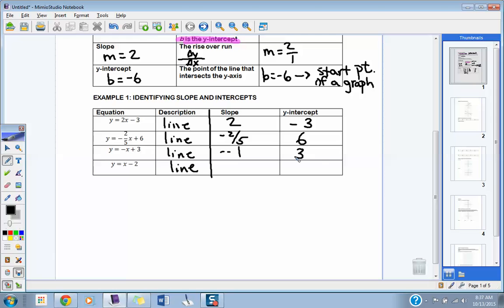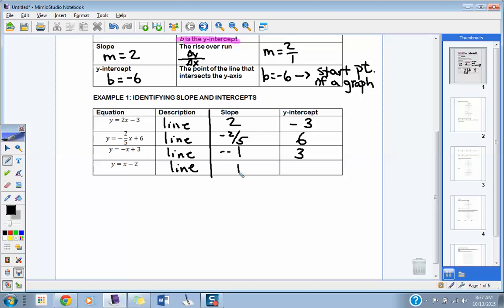If I was doing rise over run in fraction form, negative 1 would be the same as what as a fraction? How would you write negative 1 as a fraction? What is it, Noah? Negative 1 over 1. Good. Okay. Last one now. What's the slope on this last one? 1. How about my intercept?